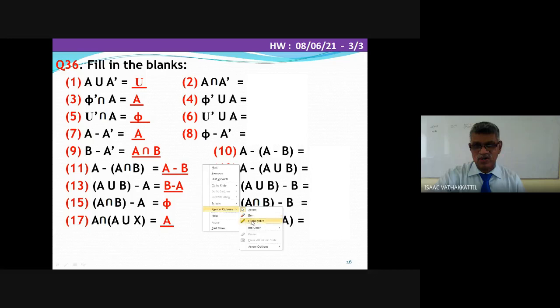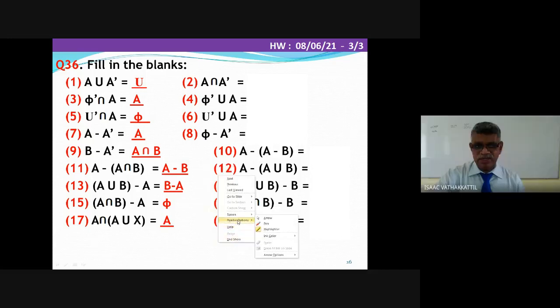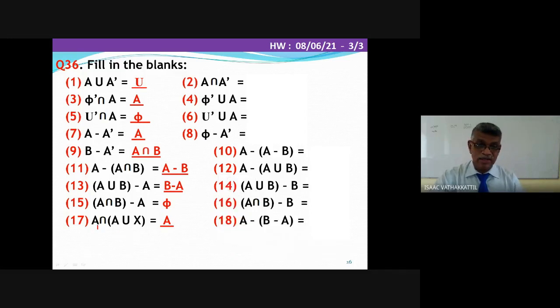Yes or no? A is a subset of A union X. Whatever X is, A union X will contain A. Agreed or not? I am asking a single question. A is a subset of A union X. Do you agree? Yes. A union X is a bigger one. And what is common to that? What is A? A is a subset of A union X, so the common portion is A only. Agreed?